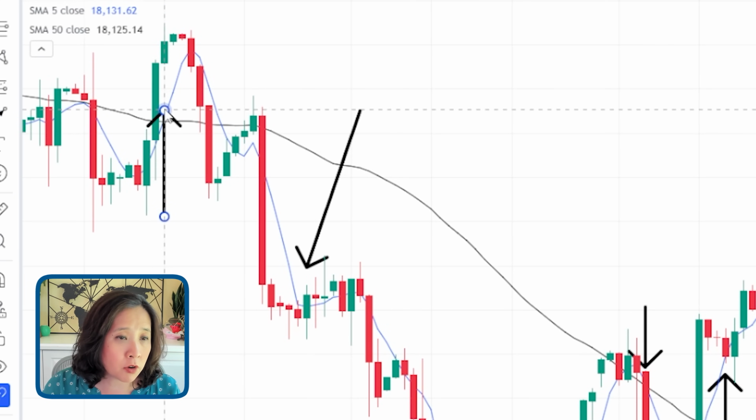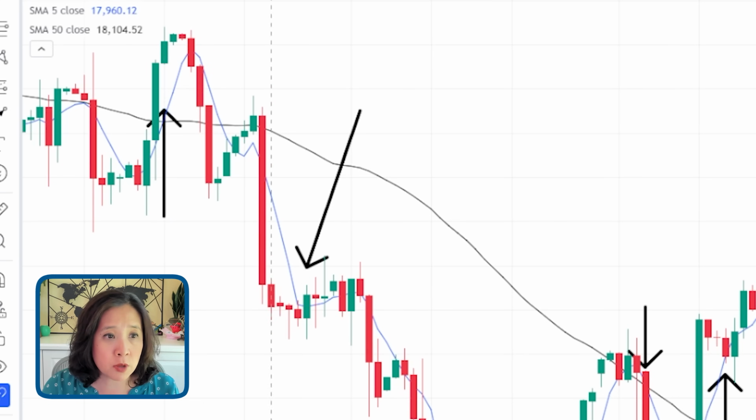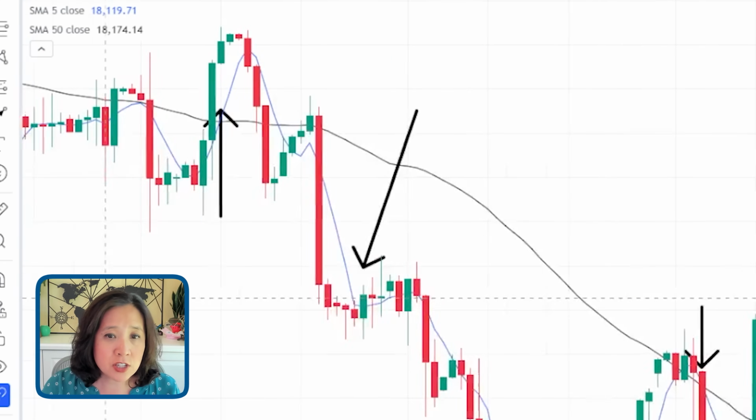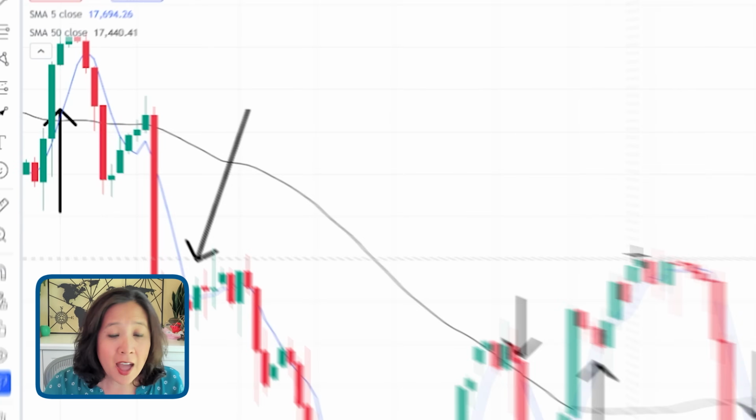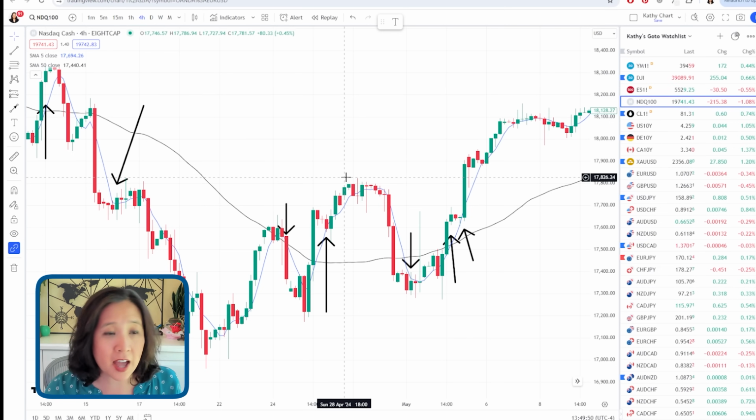So you're going long over here. The losses are small compared to the big move over here. And so that's basically the type of odds that we want to see. And it works quite effectively in the NASDAQ as well as in the Eurodollar.